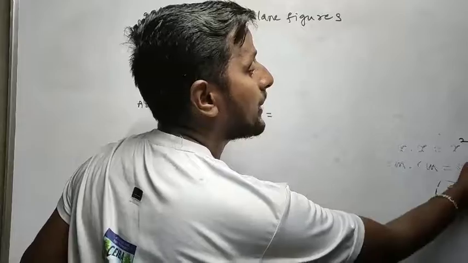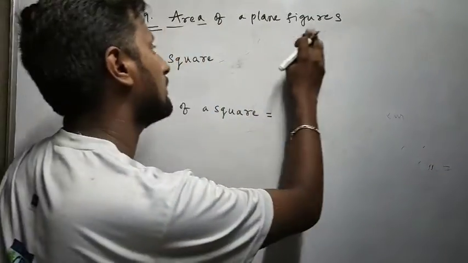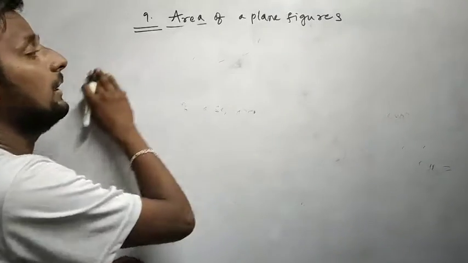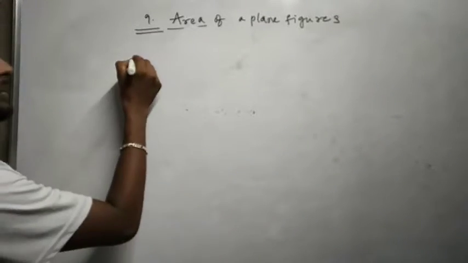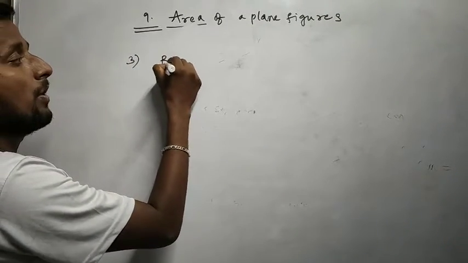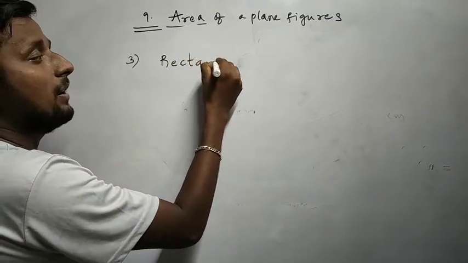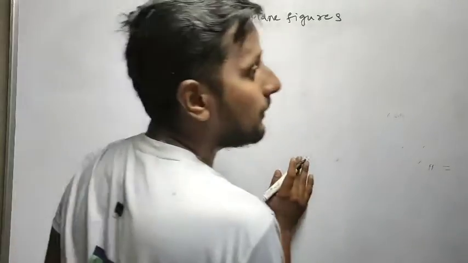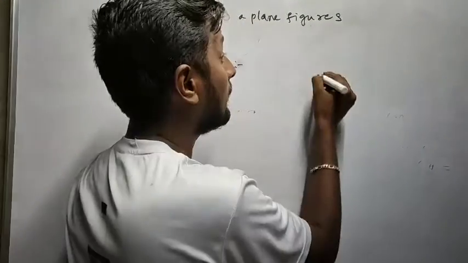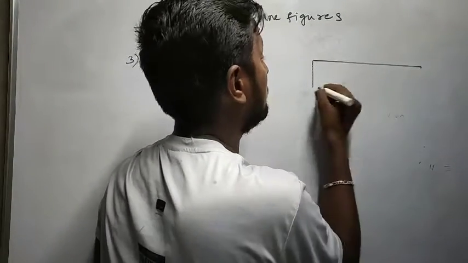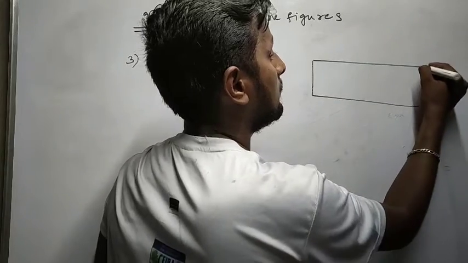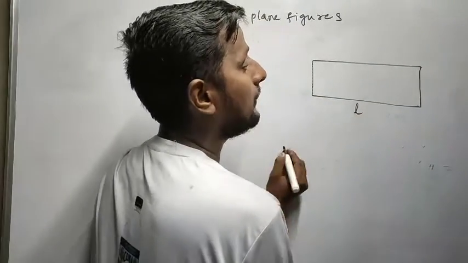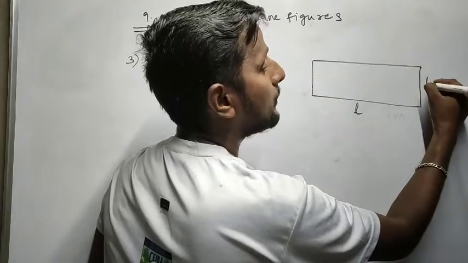So after a square, next people remember the rectangle. Third one, rectangle. The best example for a rectangle is an examination pad. Here the long side is called length, the short one we can call breadth.